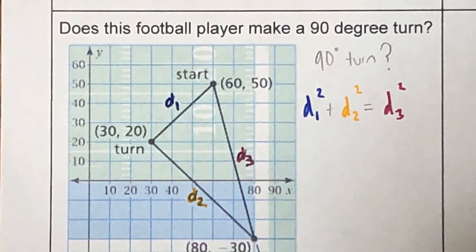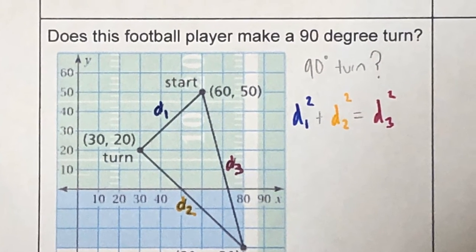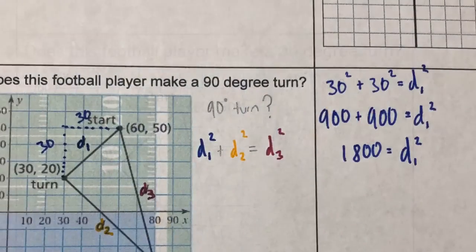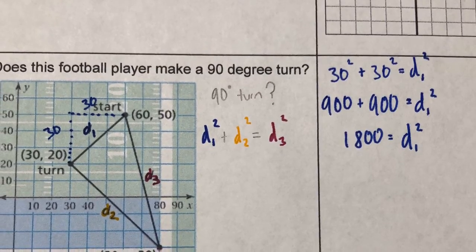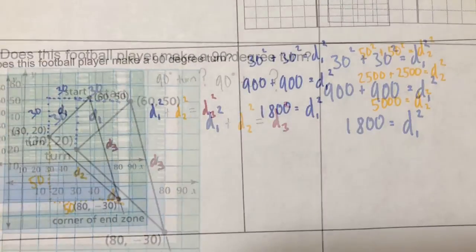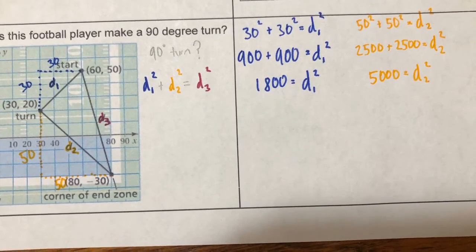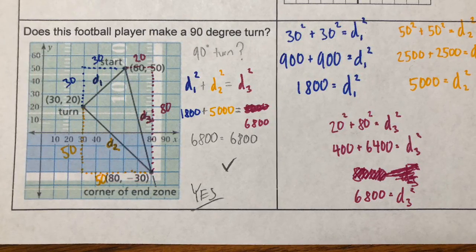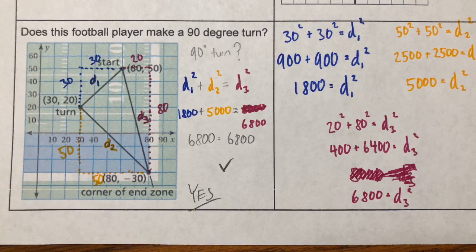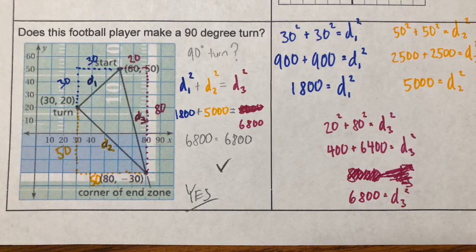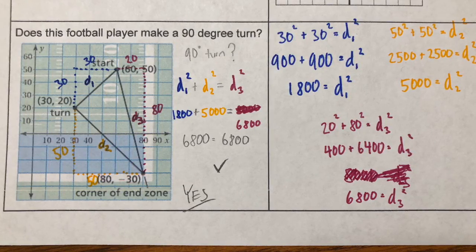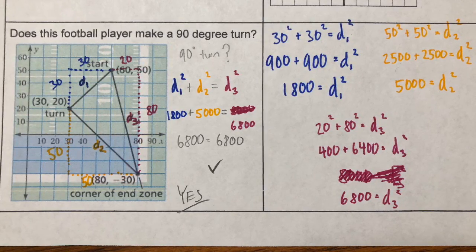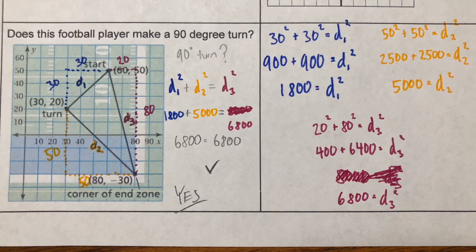Okay, to figure this out, I need to use the Pythagorean theorem converse, which means I need to find out if d1 squared plus d2 squared equals d3 squared. So I'm going to use Pythagorean theorem to find the length of d1, and then I'm going to find the length of d2, so now I have both legs. Then I'm going to find the length of d3 using Pythagorean theorem, and then I'm going to plug these into my original formula, and I do get 6,800 equals 6,800. That is the same, so Pythagorean theorem converse tells me that yes, this football player did make a 90-degree turn. Thanks for playing.